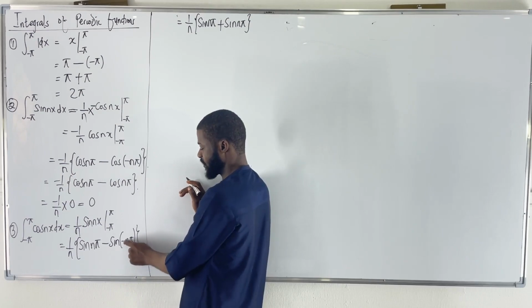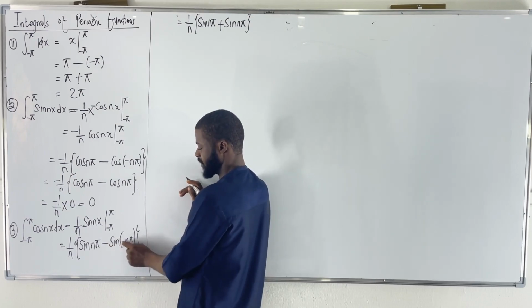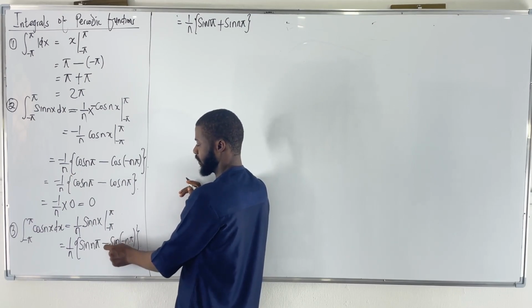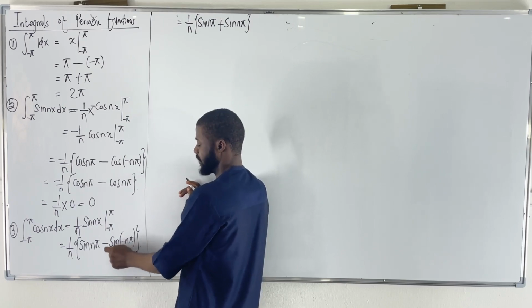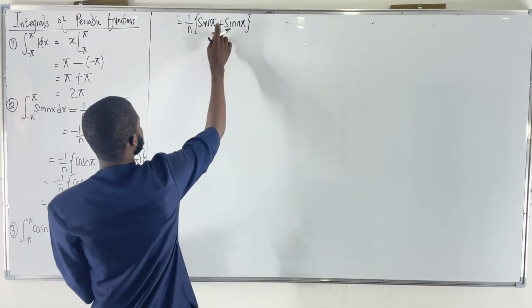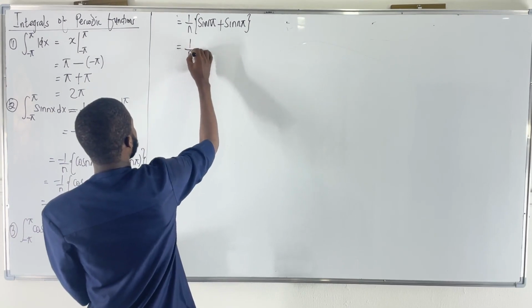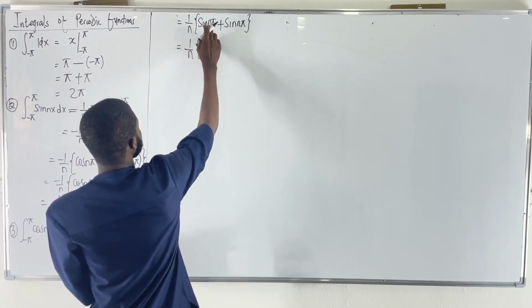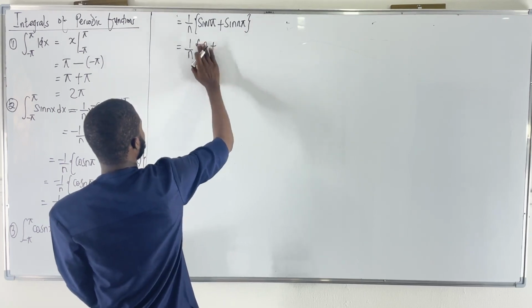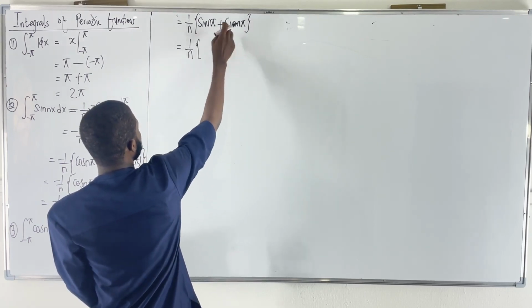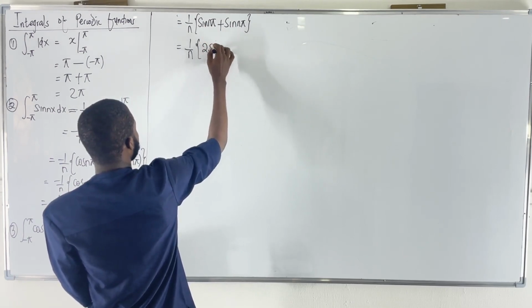For odd functions, the minus can come outside. This minus here will come outside, and that makes the minus here become plus. But cosine does not behave like that. Sine is odd, that's why it's behaving like that, and that's why this is plus. So this is 1 over n, and then sine n pi plus sine n pi is 2 sine n pi.